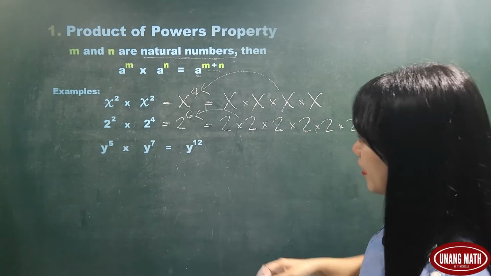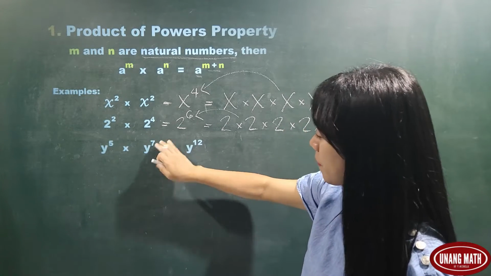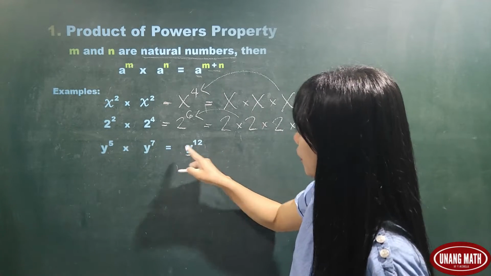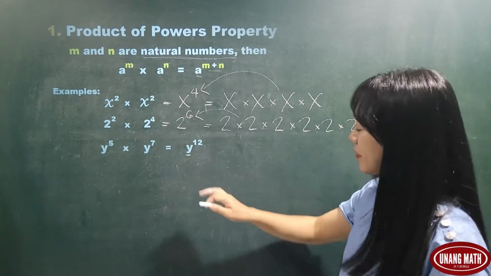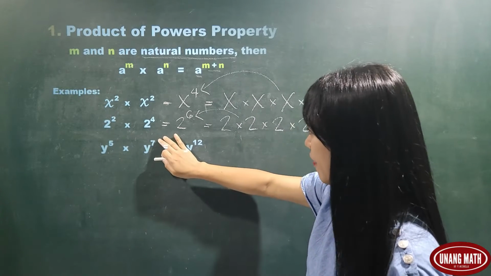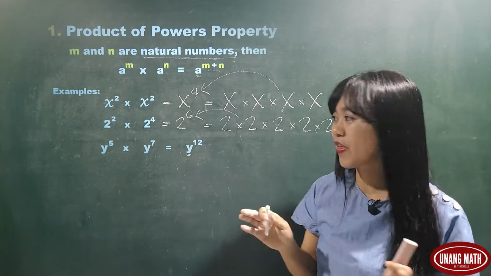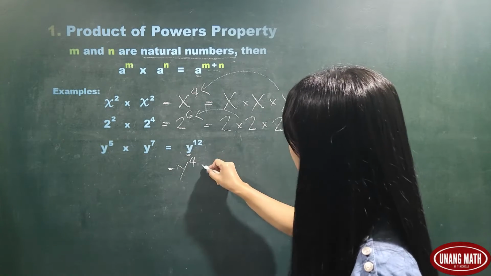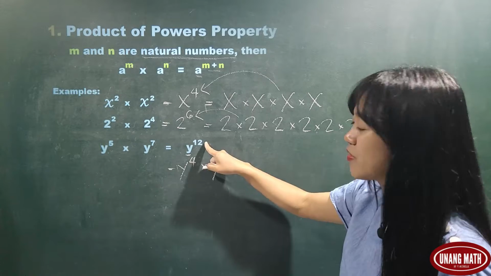Okay, let's check this third example. y raised to the power of 5 times y raised to the power of 7. So this is equal to y raised to the power of 12. 5 plus 7, 12. Aside from y raised to the power of 5 times y raised to the power of 7 being equal to y raised to the power of 12, I want you to think also that y raised to the power of 4 times y raised to the power of 8 is also equal to y raised to the power of 12.